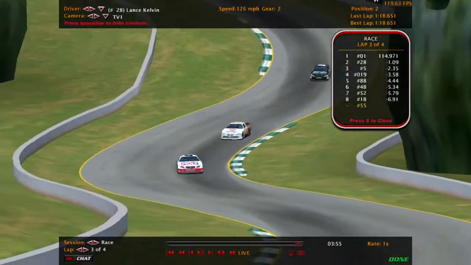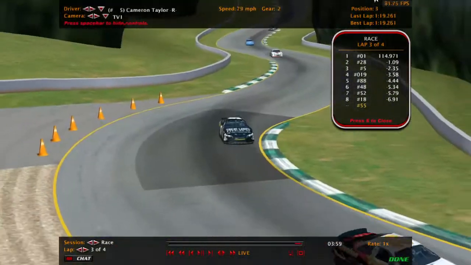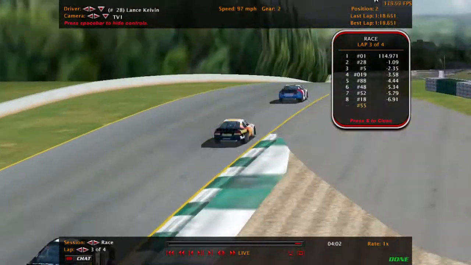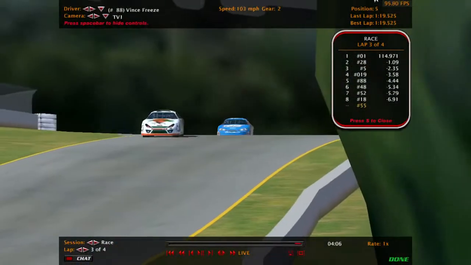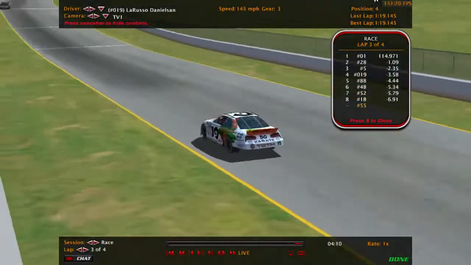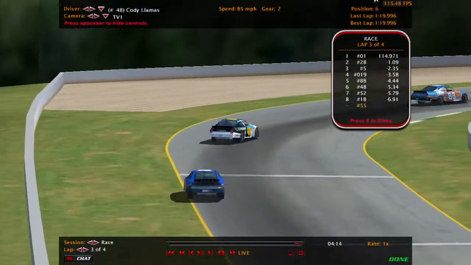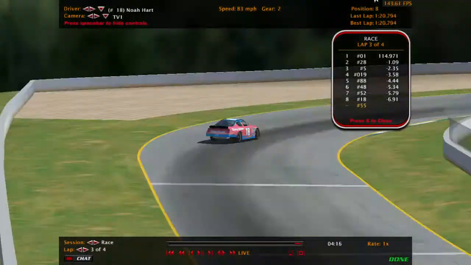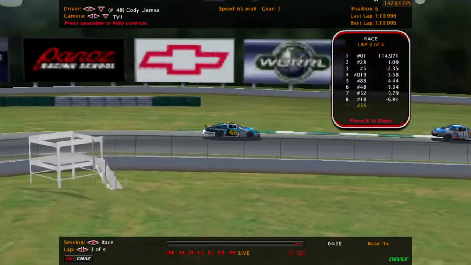Down the hill they go for the 3rd time. Cameron Taylor's also closing in, and it looks like the gap between Danielson, although Danielson's faster than Taylor that last lap, is growing between the two, and Vince Freeze is closing in now on Danielson a bit. Remember, the transfer spot here, right now the cars going home would be Lamas, Kiterman, and Hart. DNC, again, this is a more high-powered road course.